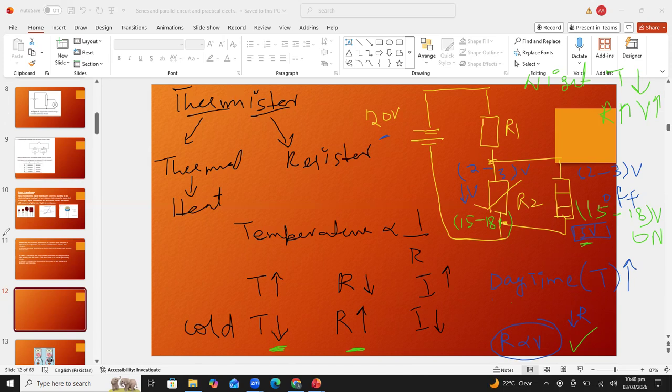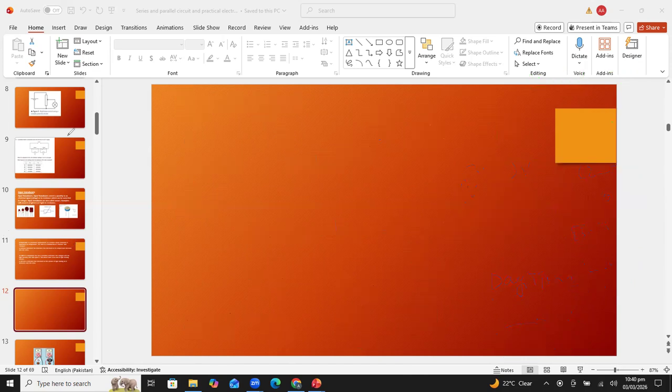Write the next heading: LDR. I'm repeating, write the next heading: LDR. LDR stands for light dependent resistor. It is a type of resistor whose resistance can be changed with the change in light intensity.